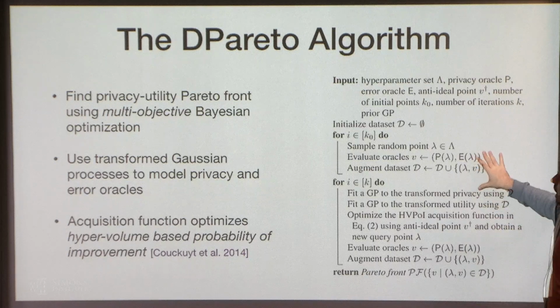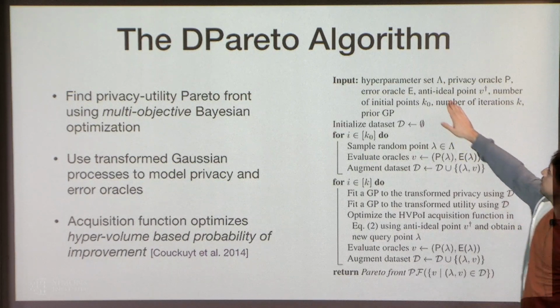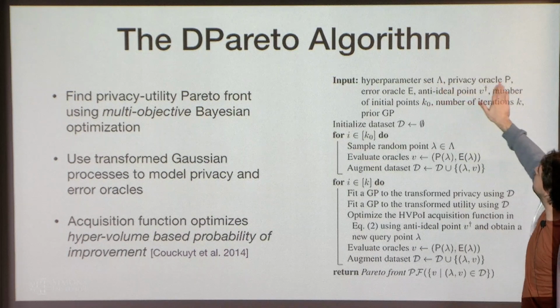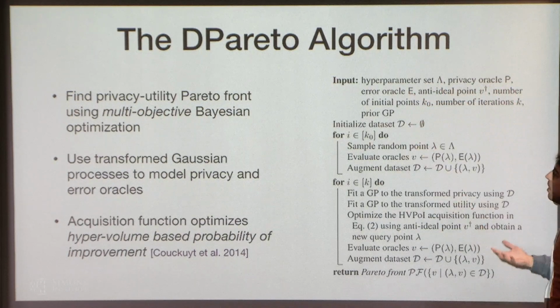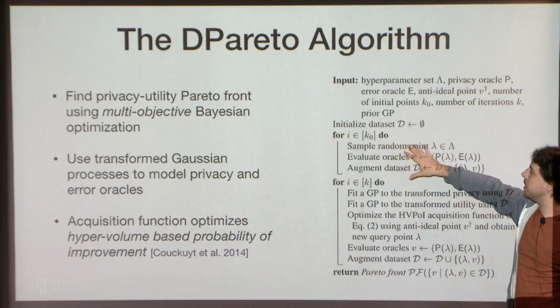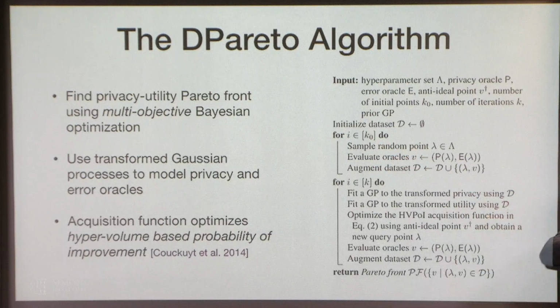And the algorithm basically implements this Bayesian optimization loop very simply. So we're given the hyperparameter set. We're given the privacy and the error oracle. We just start by picking some fixed number k0 of random samples, so we can bootstrap these models. So these are just random points at which we evaluate the privacy and the error oracle.